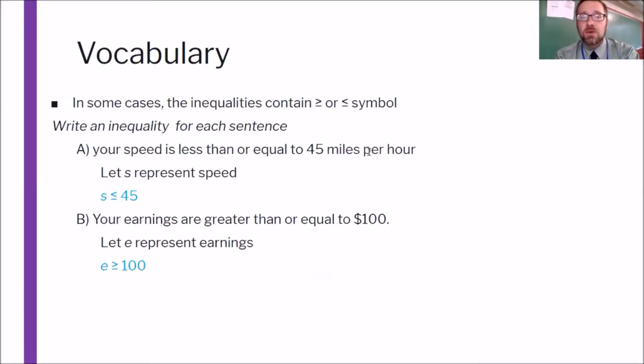In some cases, the inequality contains this little underlined thing, and that means greater than or equal to or less than or equal to. So you can see the examples here. Your speed is less than or equal to 45. You'd represent it S is speed, so S is less than or equal to 45. And then we have this with the earnings being greater than or equal to 100.